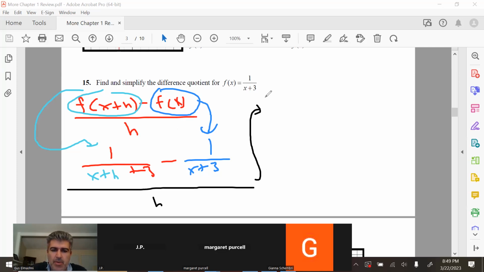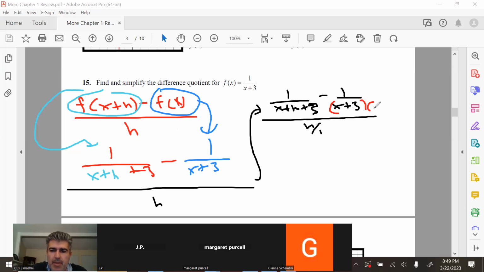Because if you combine, so you have 1 over x plus h plus 3, right? Minus 1 over x plus 3. Ugh, my 3s are terrible. 1 over x plus 3, and the whole shebang is over h. And I'm going to write this as h over 1, because I'm going to have to flip that eventually. Now what we have to do is multiply this by x plus h plus 3. And multiply this by x plus 3.